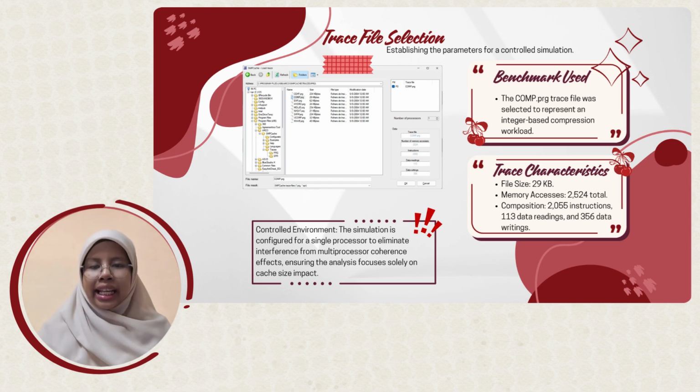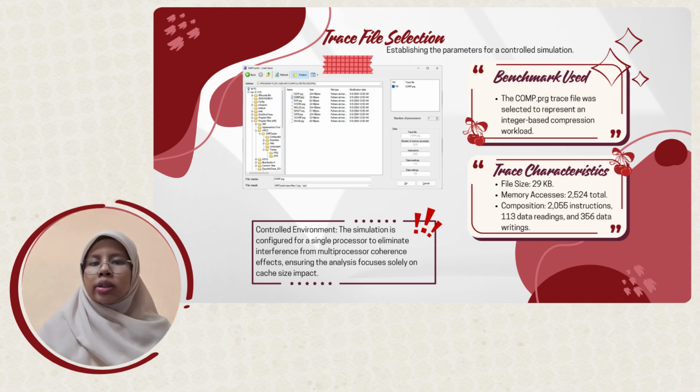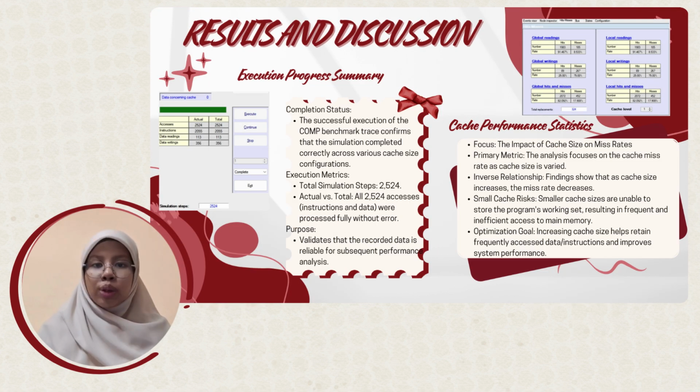2,524 memory accesses, including 2,055 instruction fetches, 113 data reads, and 356 data writes, with a total file size of 29 kilobytes. This simulation was run using a single processor configuration to maintain a controlled environment. This removed the effect of multiprocessor cache coherence and allowed us to focus purely on cache behavior. The COMP trace was chosen because it exhibits repetitive memory access patterns, making it suitable for analyzing cache hits, misses, and miss rate trends. Next is the simulation execution.